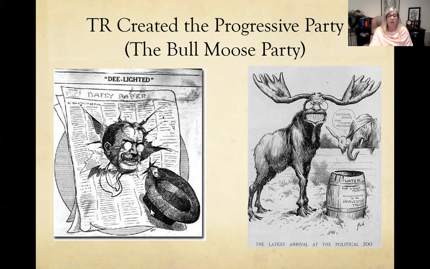And so here we've got this cartoon, and it says he's delighted. Roosevelt kind of had this quirky way of talking, and he always exaggerated certain syllables. And so he's throwing his hat in the ring, and he is becoming the nominee. So the latest arrival to the political zoo, you've got the Republican who's Taft, you've got the Democrat donkey here who's going to end up being Woodrow Wilson, and then you've got Roosevelt, who is part of the Bull Moose Party.